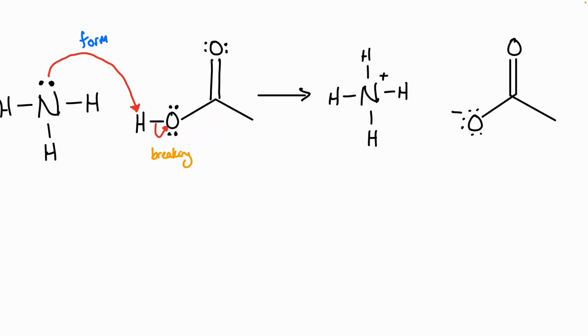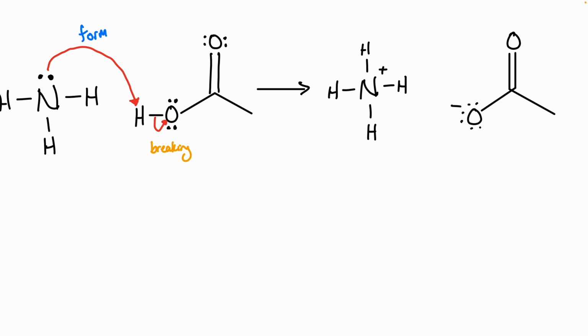Again, just to emphasize, the tail of the arrow is always at a pair of electrons, the head of the arrow always at an atom, right? The head of your arrow shouldn't be pointing at a pair of electrons, it should be pointing at an atom that's accepting that pair of electrons.